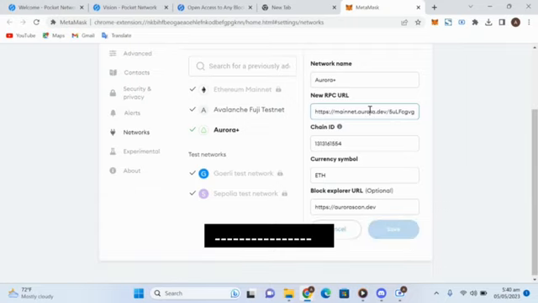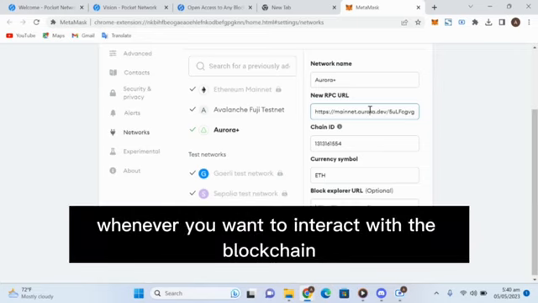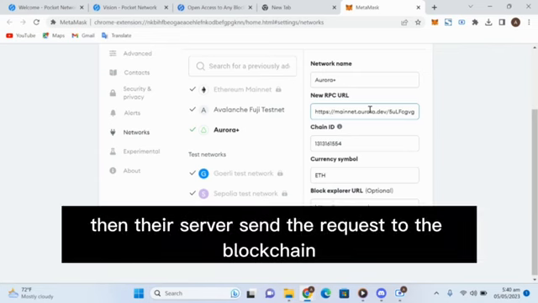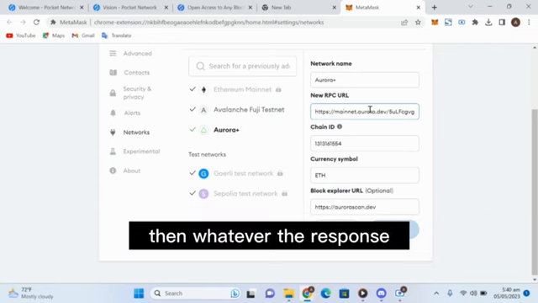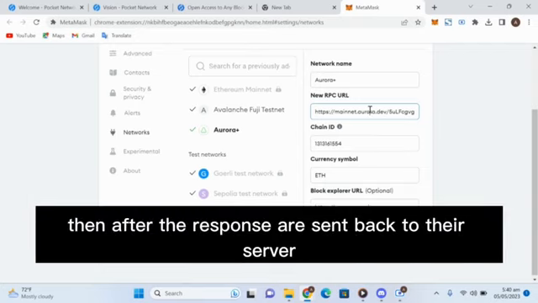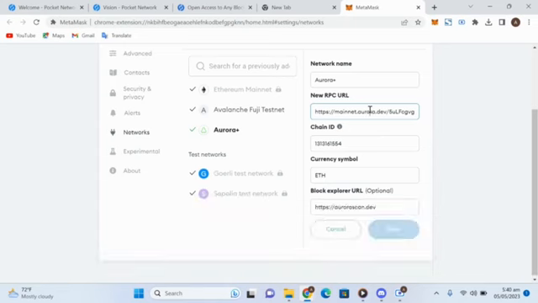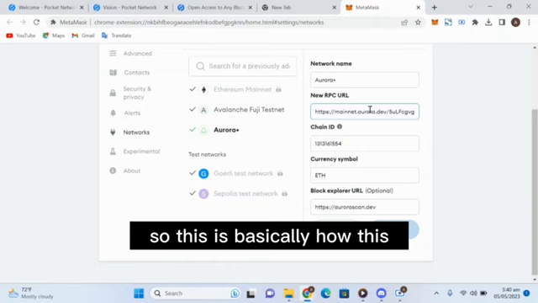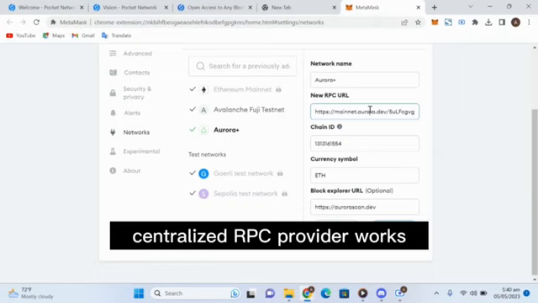Whenever you want to interact with the blockchain, you send a request to their server. Then their server sends a request to the blockchain. Then the response is sent back to their server, and it is through their server that you get the response that you need. So this is basically how a centralized RPC provider works.